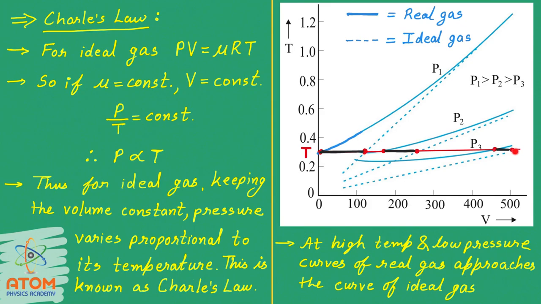So this again concludes that for a given temperature at lower pressure, the real gas curve is approaching the ideal gas curve. So conclusively, we can say that at high temperature and low pressure, curves of real gas approach the curve of ideal gas. That means at higher temperature and lower pressure, the real gas is following Charles' law.